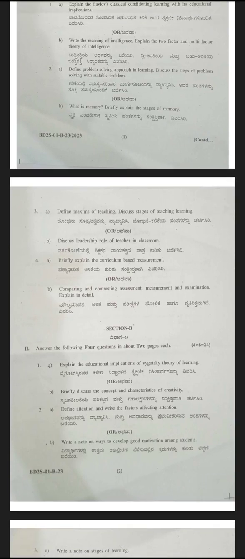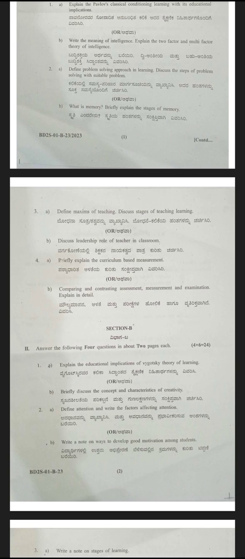In Section B, we are going to see second main. Answer the following four questions in about only 2 pages. First bit, A question: explain the educational implications of Vygotsky's theory of learning. B: Briefly discuss the concept and characteristics of creativity.